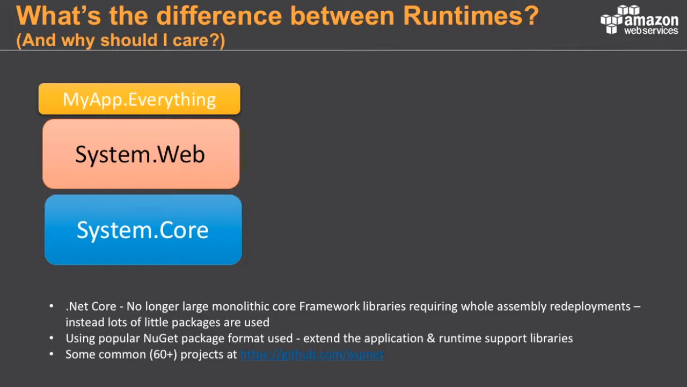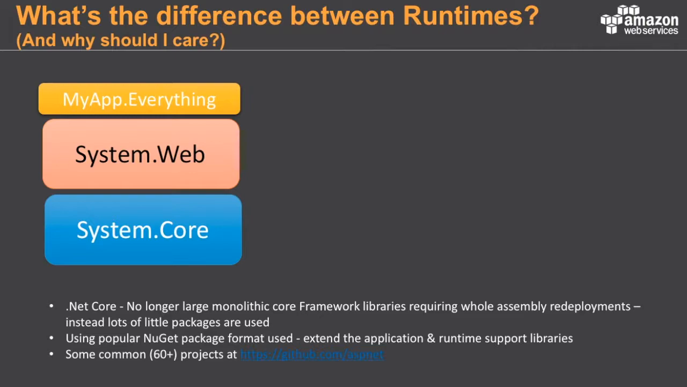So what's the difference between the various runtimes, and what has .NET Core got to do with all of this? And fundamentally, why should you care? Essentially, when you look at the traditional Microsoft applications in the runtime support that you were getting, so for example, if you were to build my app, which has everything in it, you potentially be compiling it into a single DLL. You would then be dependent upon external dependencies such as System Web and System Core.